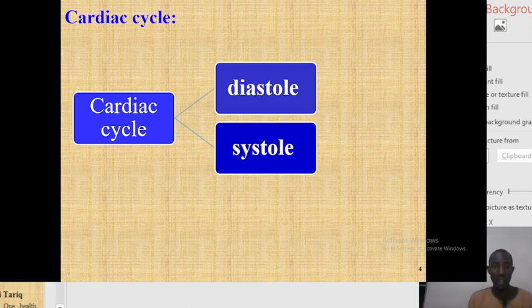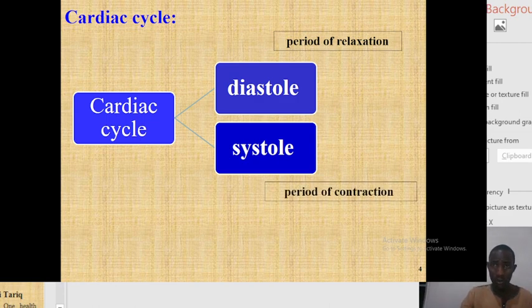So we define the cardiac cycle as all those events that take place within the heart from one heartbeat to the next heartbeat. We shall discuss them in detail. Simply, the period of relaxation we term as diastole, and the period of contraction we refer to as systole.